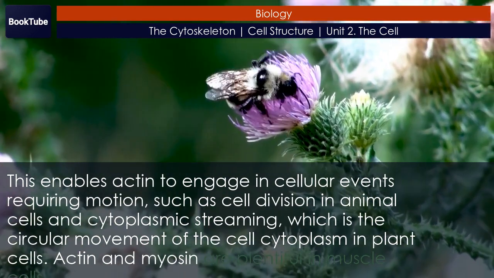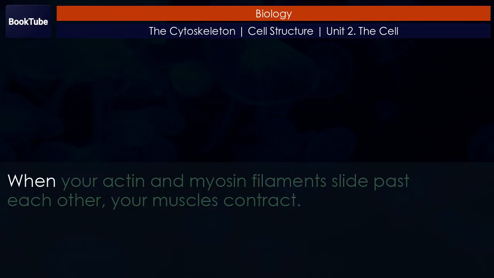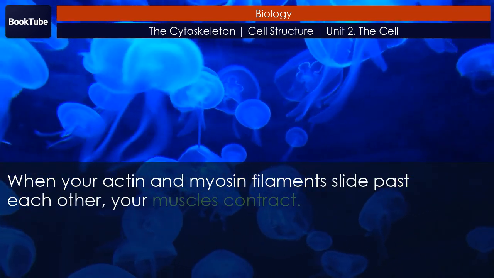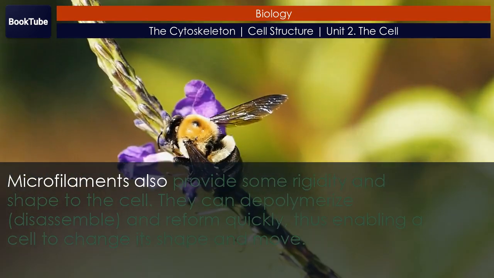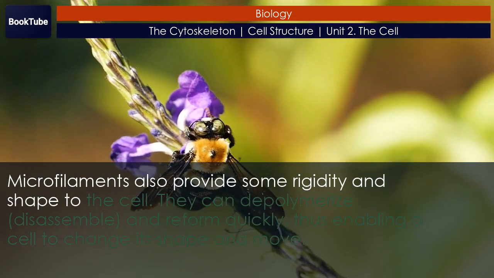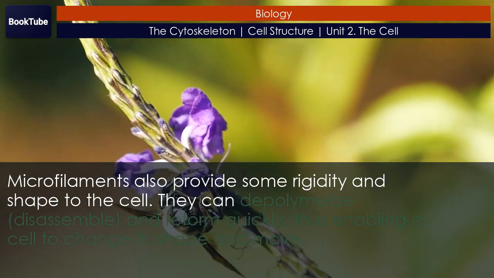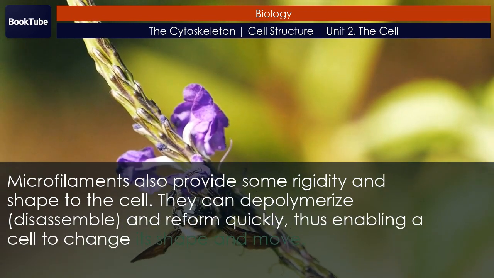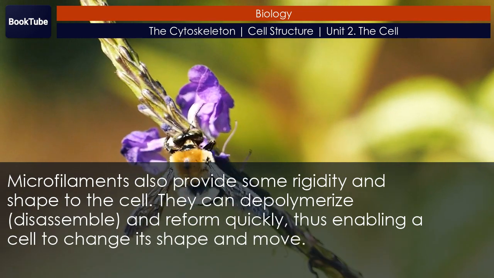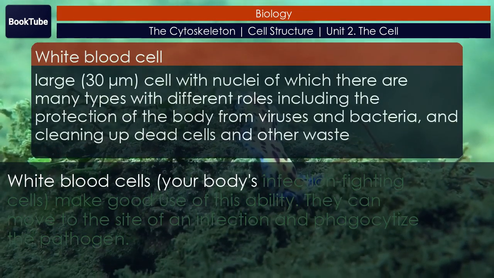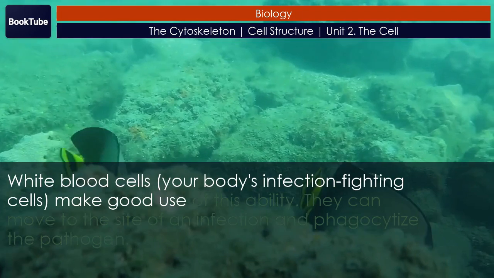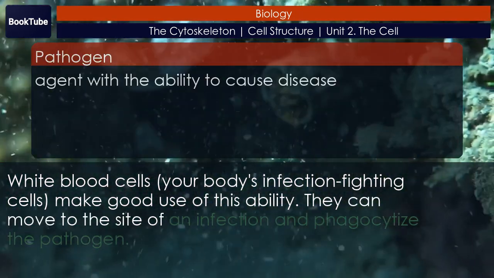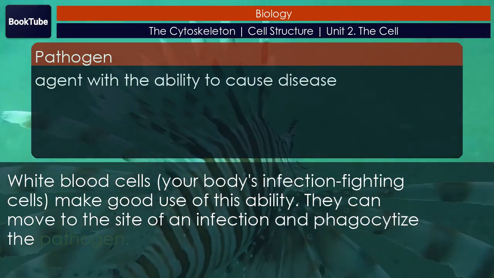Actin and myosin are plentiful in muscle cells. When your actin and myosin filaments slide past each other, your muscles contract. Microfilaments also provide some rigidity and shape to the cell. They can depolymerize, disassemble, and reform quickly, thus enabling a cell to change its shape and move. White blood cells, your body's infection-fighting cells, make good use of this ability. They can move to the site of an infection and phagocytize the pathogen.